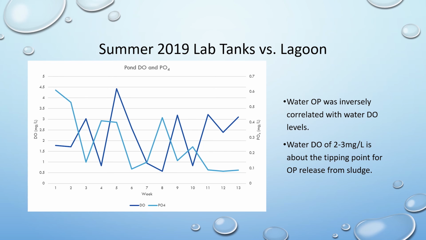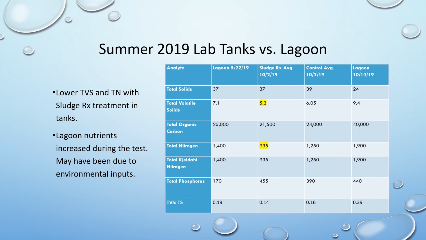So on the graph, a water DO of about 2.3 milligrams per liter is right where the tipping point is for that release of orthophosphate. At least that's what it seemed to be for us. When our DO fell below that, our phosphates started skyrocketing. So with Sludge Rx, total volatile solids were lower than the initial and the control in the tanks. The lagoon or pond total volatile solids increased over the course of our testing, and that may have been also due to just that continuous algal bloom that was present the entire summer.